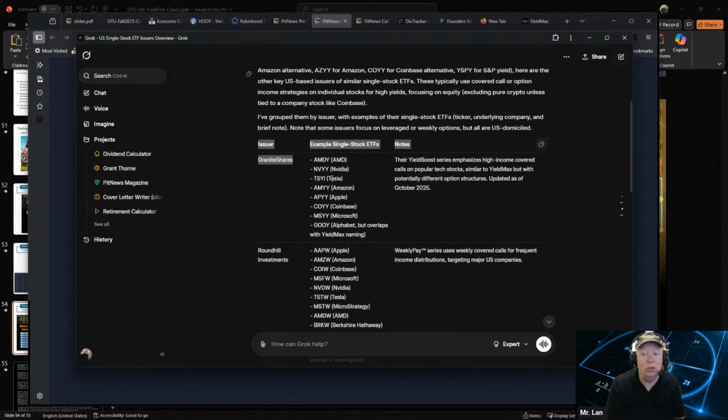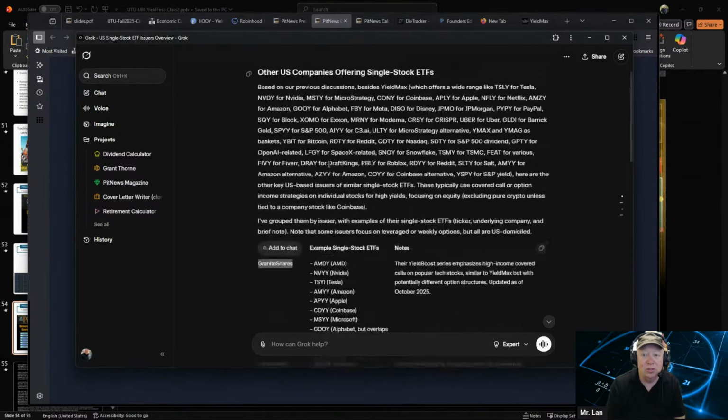Now, they don't all do it the way YieldMax does it. They use different strategies to try and get these high yield funds. They've got different ideas, so they do different things, and some of them are doing really well. Granite Shares is really a cool one. They use put options instead of call options.